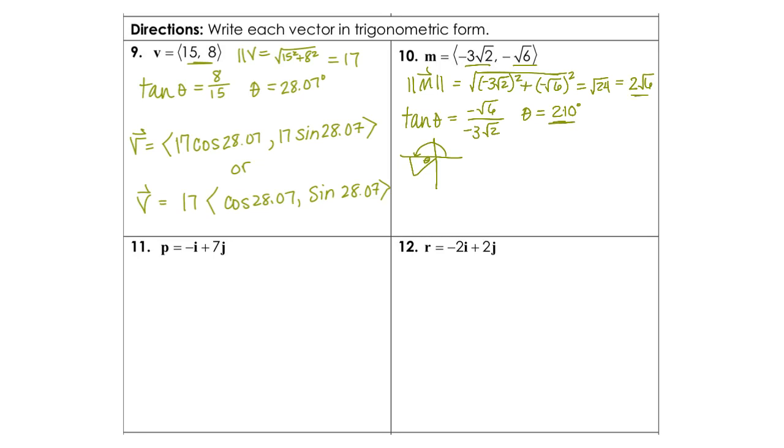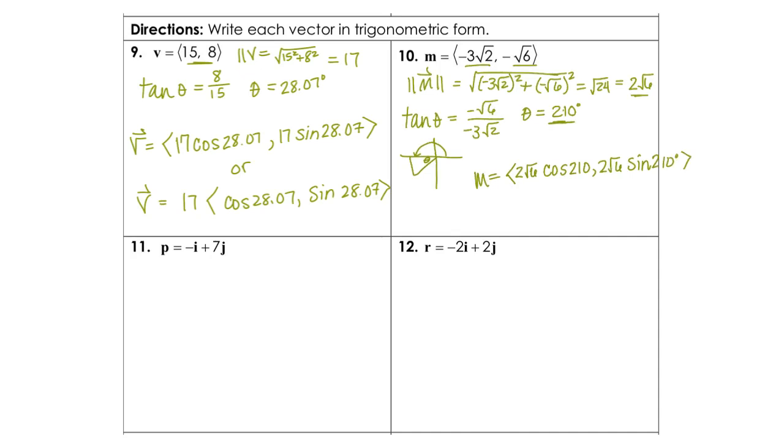So now you're ready to write your vector M is going to be 2 root 6 cosine of 210, and then 2 root 6 sine of 210.